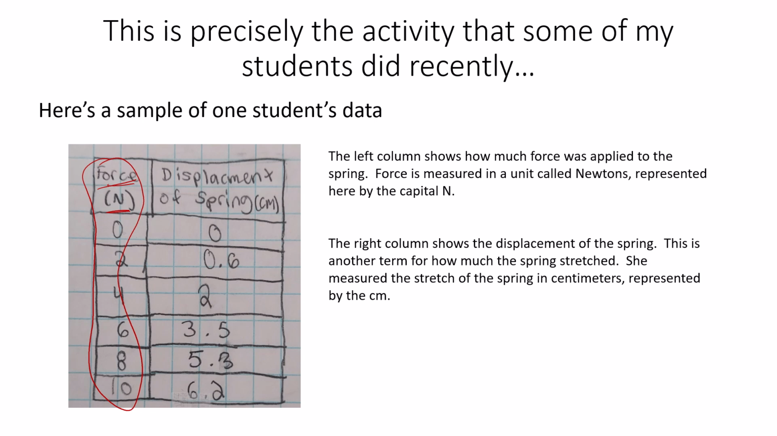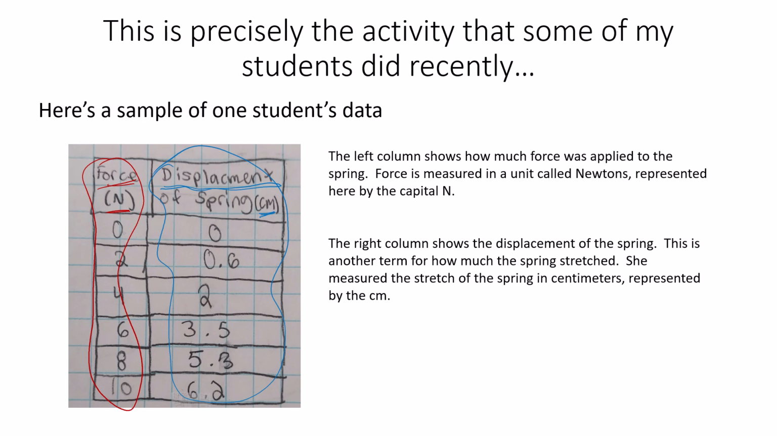The right-hand column shows the displacement of the spring. Displacement is a science word. It's actually a physics word. And it's related to the idea of distance, except it's got direction implied with it. So it's something called a vector. So displacement is another term for how much the spring is stretched. She measured the stretch of the spring in centimeters, represented by the cm. So in this right-hand column, we've got how much the spring was stretching in centimeters.